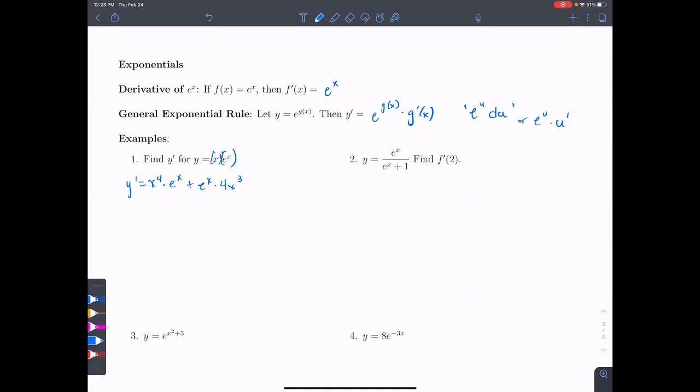For this one, we are going to do a quotient rule. Y prime is the bottom times the derivative of the top plus the top times the derivative of the bottom, which again, the derivative of e to the x is just e to the x, over e to the x squared. Oh, I'm sorry, e to the x plus 1 squared, the bottom squared.